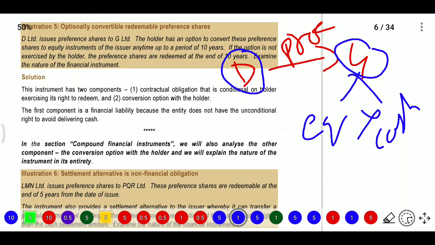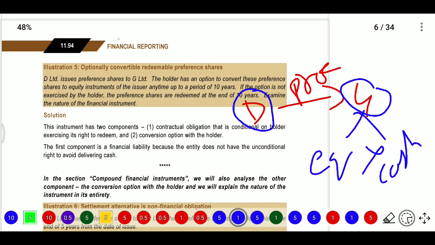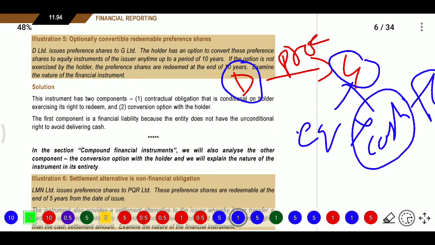So here two components will be there. One is a contractual obligation that is conditional on the holder exercising its right to redeem. So he may, that person has a right, and a conversion option with the holder. Now the first component is a financial liability. This component, it is liable to pay, it is a financial liability, because the entity does not have an unconditional right to avoid delivering cash. If he does not exercise, he will need to pay the cash.